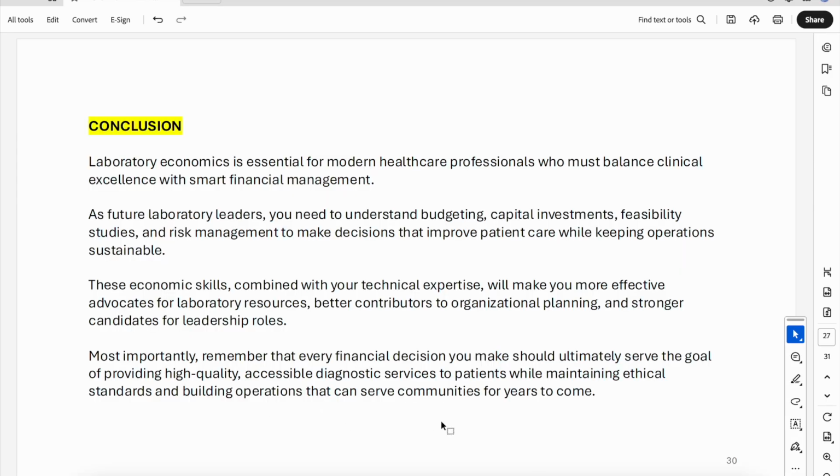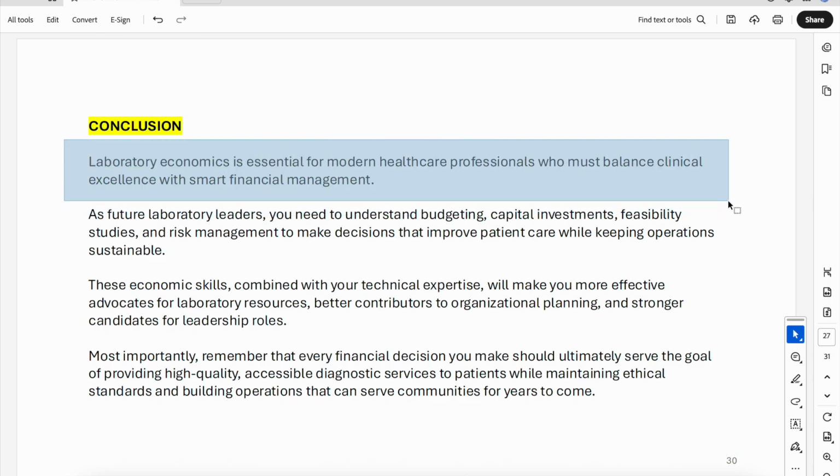As a conclusion, laboratory economics is essential for modern healthcare professionals who must balance clinical excellence with smart financial management. The days when laboratory professionals could focus solely on the technical aspect of testing are long gone. Today's healthcare environment demands professionals who understand both the science and the business of laboratory medicine.